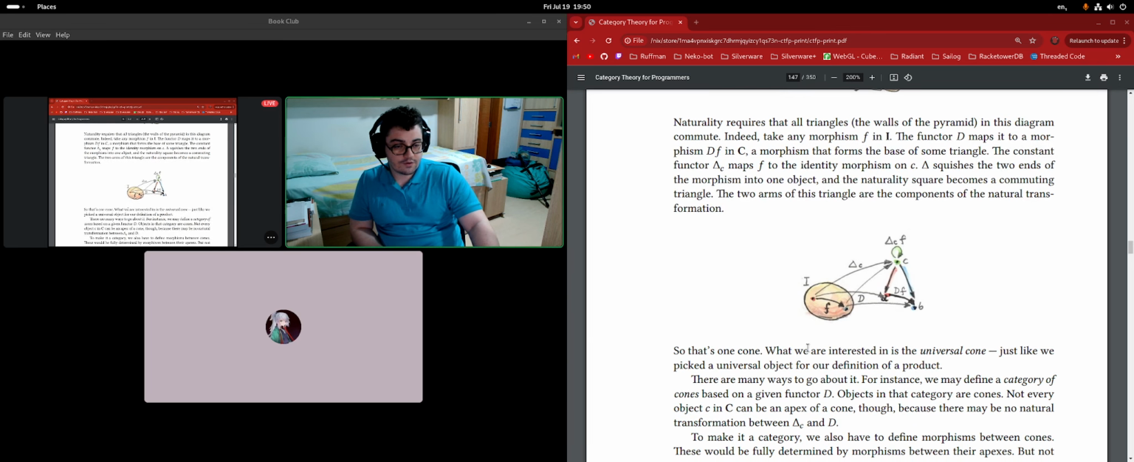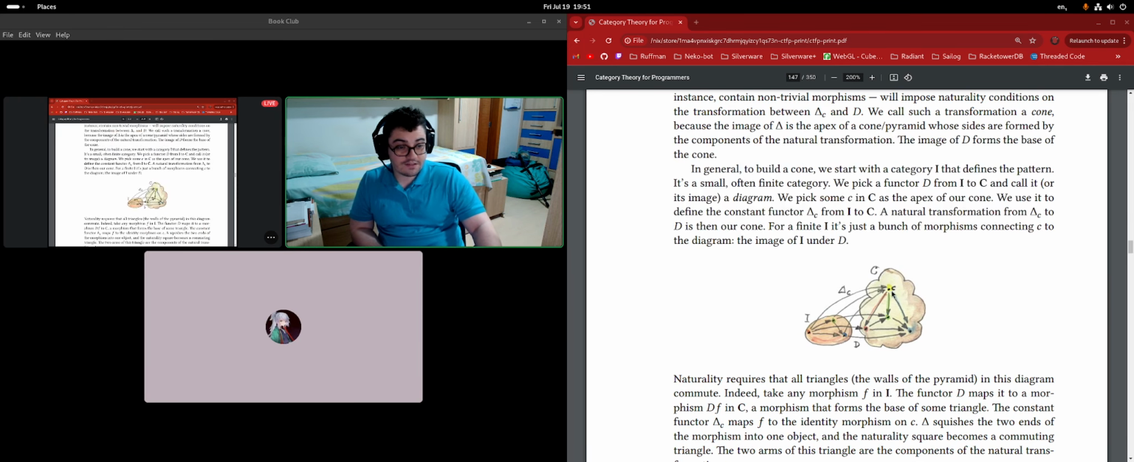Okay, so these are the components of the natural transformation. So what do we have in here? We went back to the product case, except now there's a morphism between the two components. So there's F, and in the functor the F is lifting that. And so that's one cone.